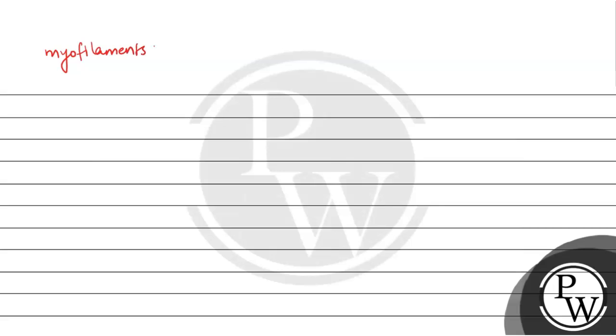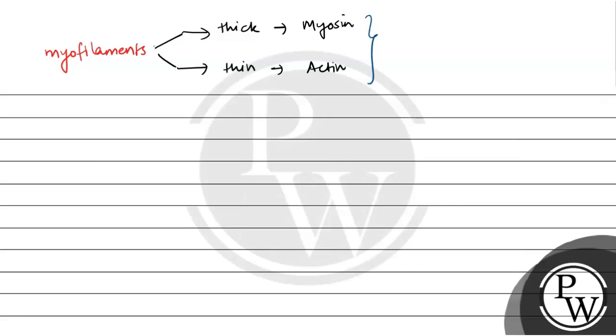ये जो myofilaments है, ये फर्दर दो तरीके के फिलामेंट्स होते हैं. एक होते हैं थिक फिलामेंट्स और एक होते हैं थिन फिलामेंट्स. The thick filaments consist of myosin and the thin filaments consist of actin. And together, these bundles of myofilaments, which consist of both myosin and actin, form myofibrils.